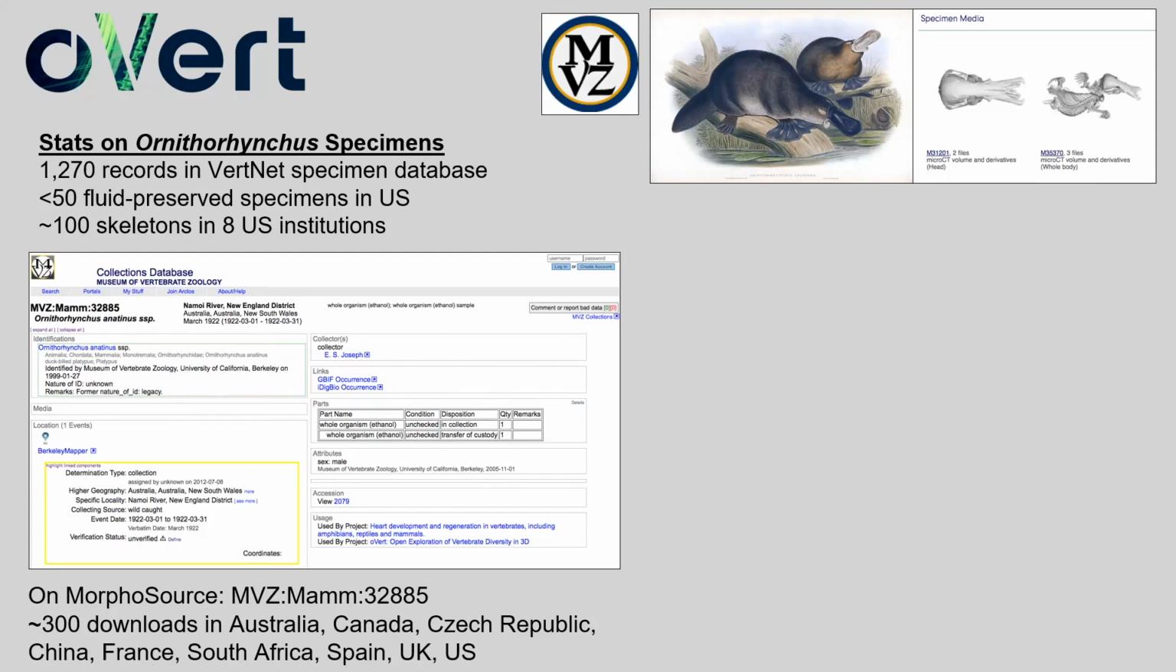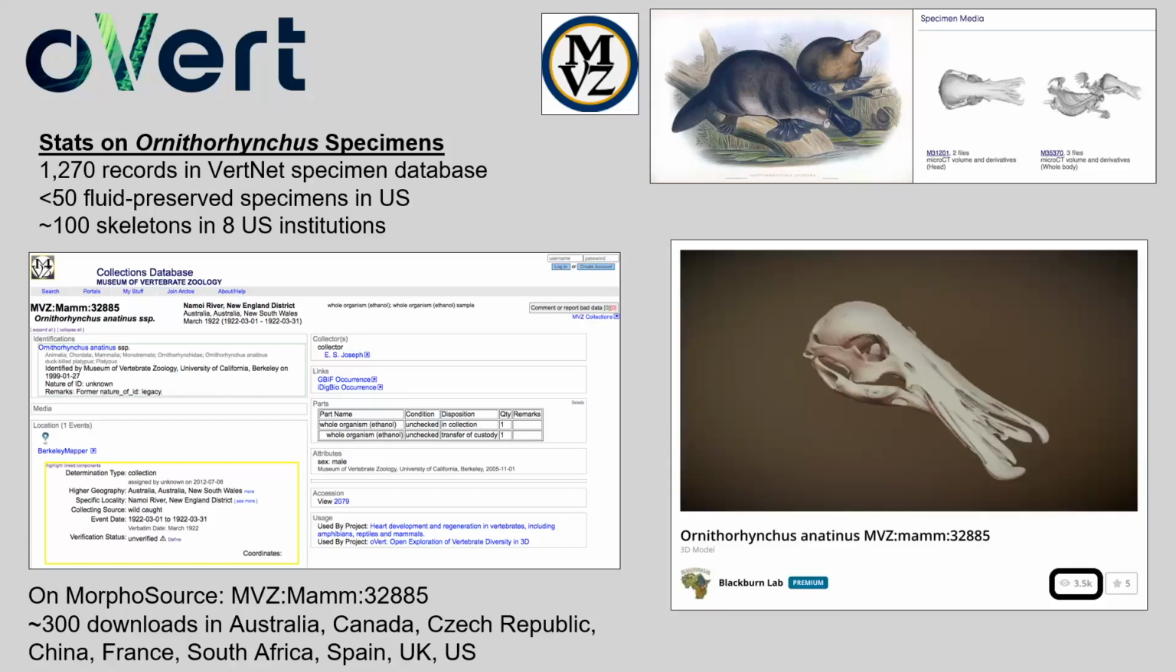We put a CT scan of this specimen online, and at this point it's been downloaded from countries around the world at least 300 times, I think probably approaching 500. And the 3D model of a platypus skull that we put up online, this is also from a while ago, has been viewed 3,500 times by people around the world.